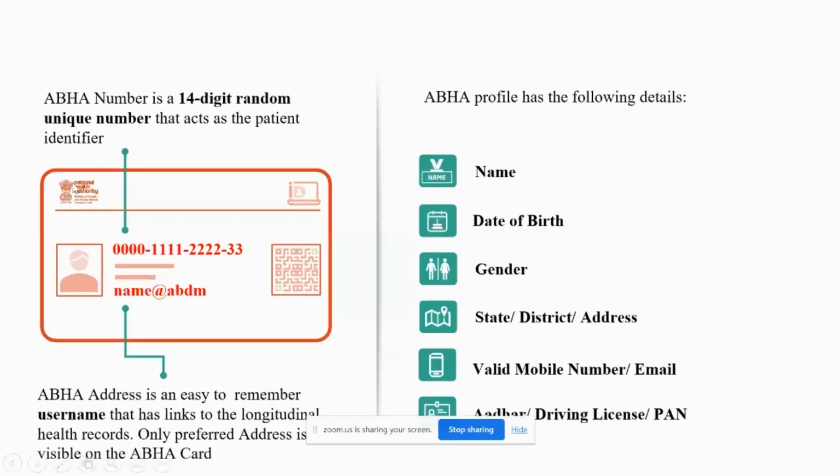So basically this is an ABHA card. It is a 14-digit ABHA number, a unique number that every patient has. This is their QR code, this is the ABHA number, and this is their ABHA address. Here you can see the ABHA logo. In the ABHA profile, there is some basic information: name, date of birth, gender, state, district, address, and they also require a valid mobile number and email ID. For KYC, we need Aadhaar, driving license, or PAN card.